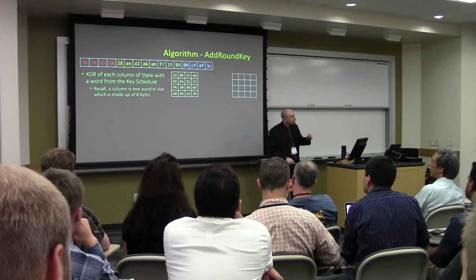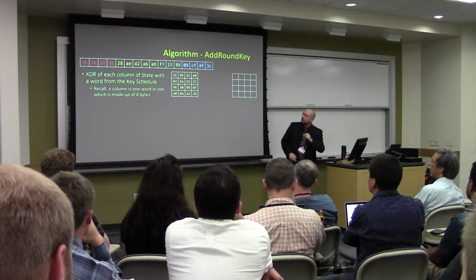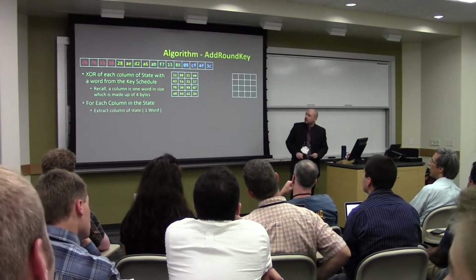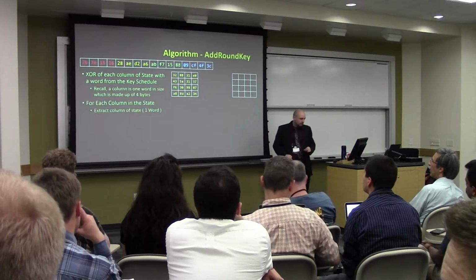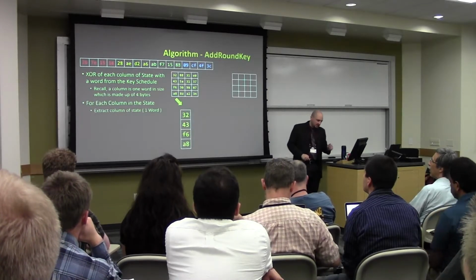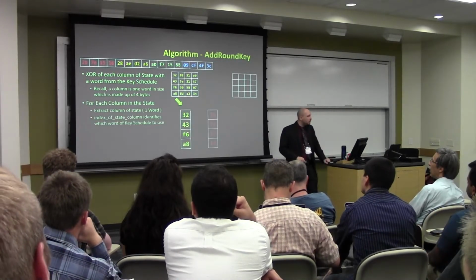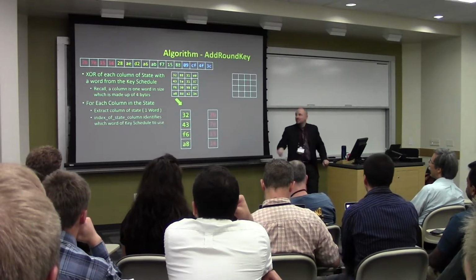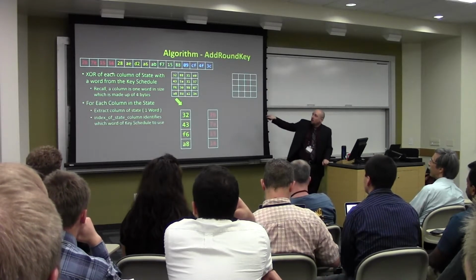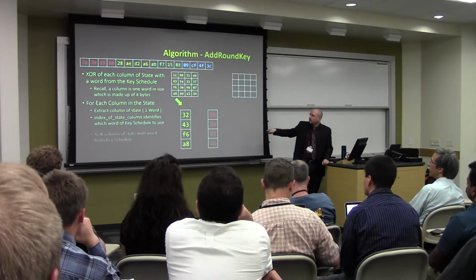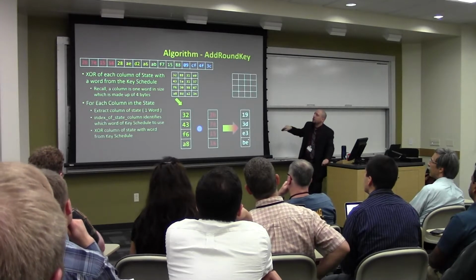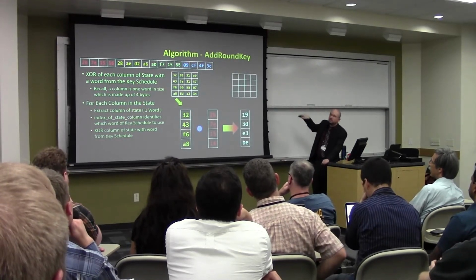We want to recall that a column is one word in size, which is made up of 4 bytes. So we have one column. For each column in the state, we're going to extract the column, which is going to be 1 word in size. Then we will take one word from our key, perform the exclusive OR operation, and ultimately find our result. This is our new values in the state.